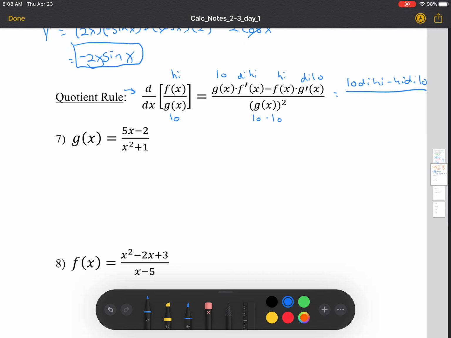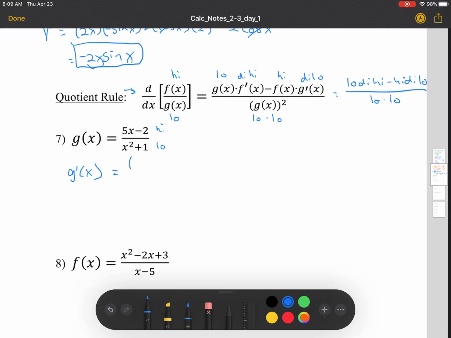Okay, if we just write it out like this, they write it "low d high, high d low, low times low." Okay, that's how people remember it. So let's hop into some examples, see it in action. All right, so we have our high function and our low function. Right, we have our high, we got our low.